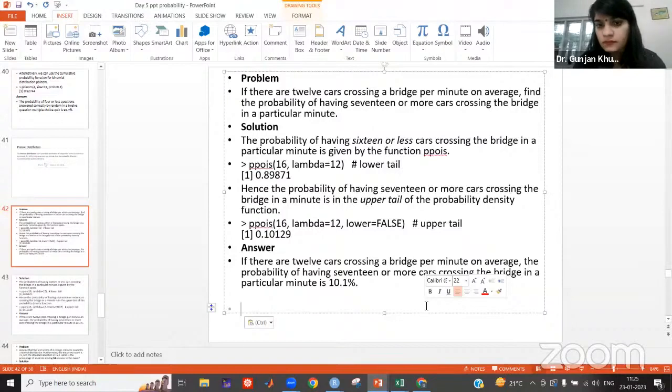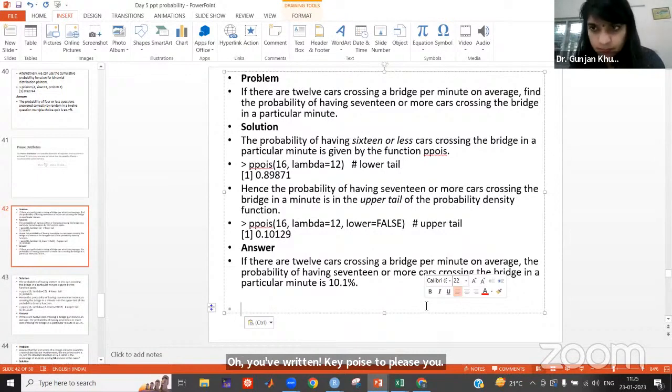See, there is an error. You have written ppois with 2 p's. You have written 1 minus ppois. Okay. ppois is P-P-O-I-S. Within brackets 16, comma, lambda is equal to 12.